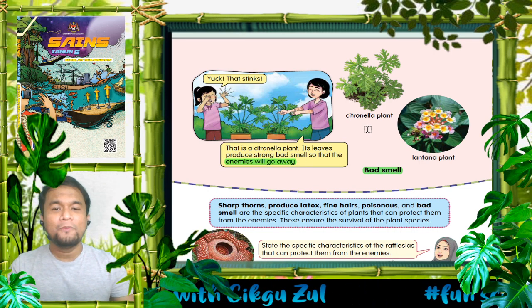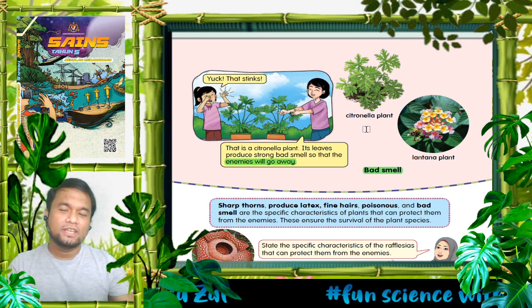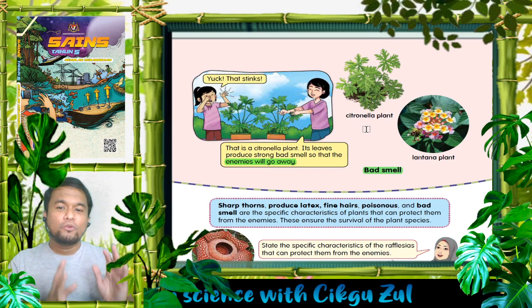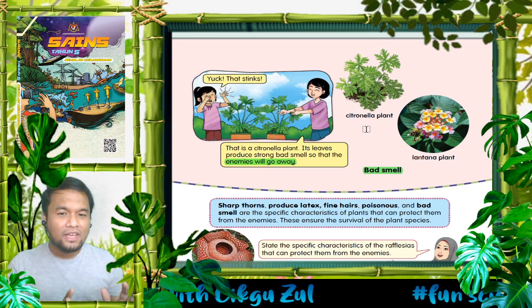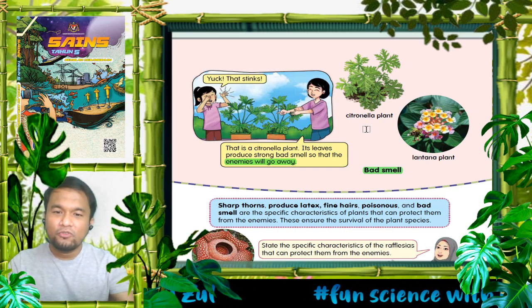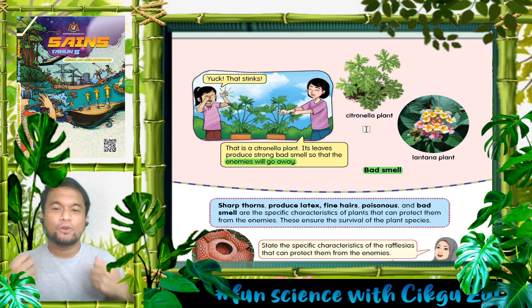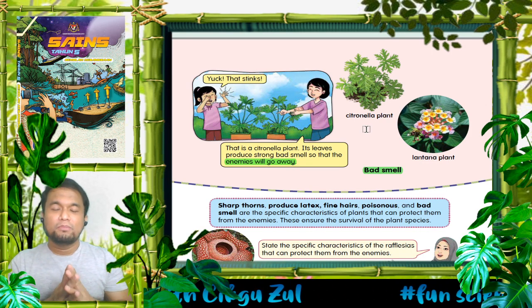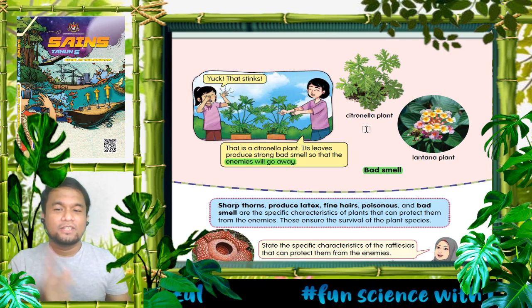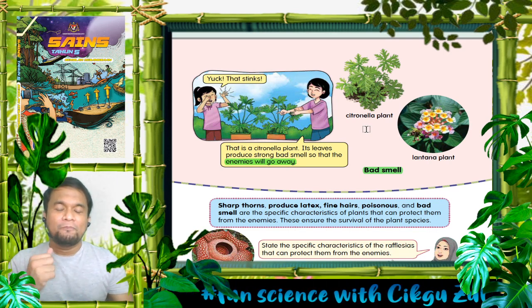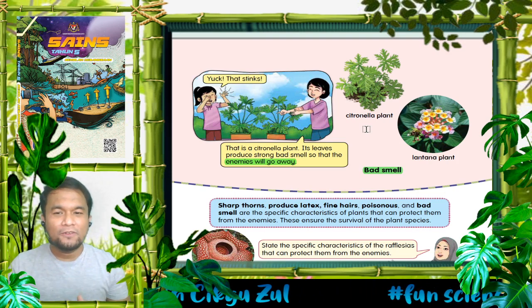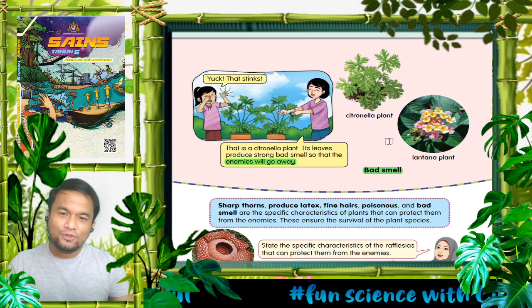Okay, if you know, the Citronella plant actually is used to scare or to get rid of mosquitoes in buildings or maybe surrounding of houses. So if you plant the Citronella plant in your garden or maybe around your house, it is good to get rid of the mosquitoes, so your house will be safe from the mosquitoes.